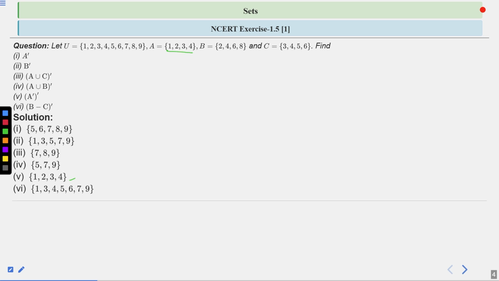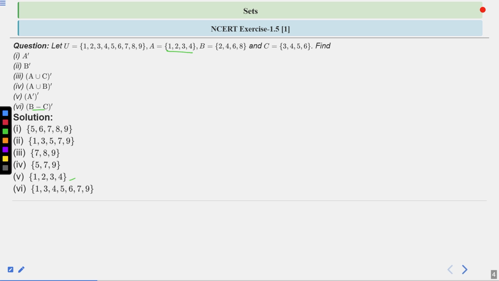Now for the last, B minus C whole complement. So first of all, find out B difference C. So what do we mean by B minus C? Can anybody give me the definition? B minus C is simply the collection of all elements of the set B which do not belong to set C. Clear? Yes, all that's in B but not in C. Correct. So B minus C will be your set.